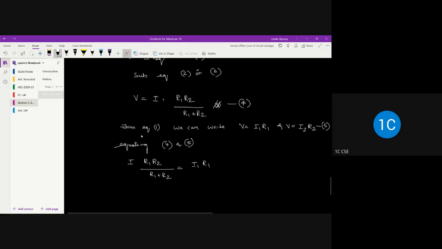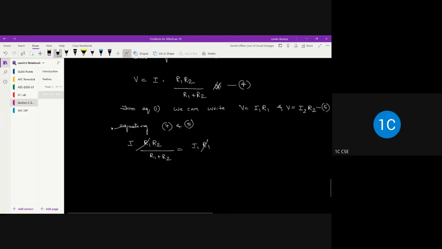R1. So R1 and R1 get cancelled. I1, I'm going to write it on the left hand side. So I1 is equal to main current I into opposite branch resistance divided by sum of the resistances.